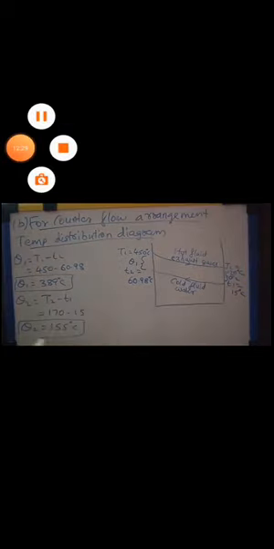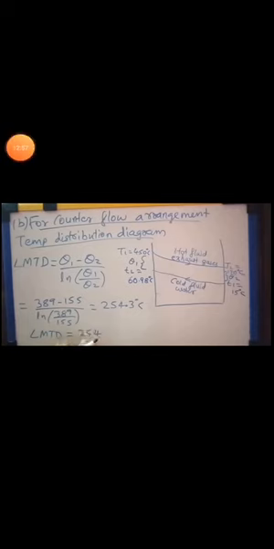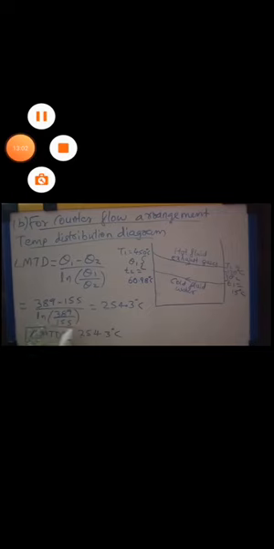Then the next step is to find out the LMTD. Same equation, theta 1 minus theta 2 divided by ln of theta 1 by theta 2, and substitute the values. 389 minus 155 divided by ln of 389 divided by 155. We get LMTD for the counterflow arrangement as 254.3 degrees centigrade. Okay, this is the value for LMTD for counterflow.